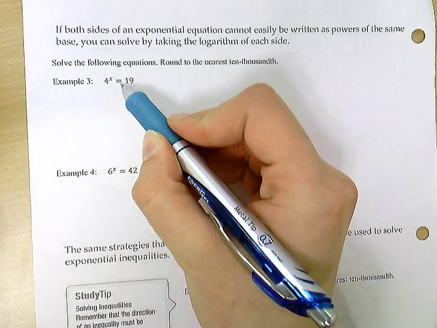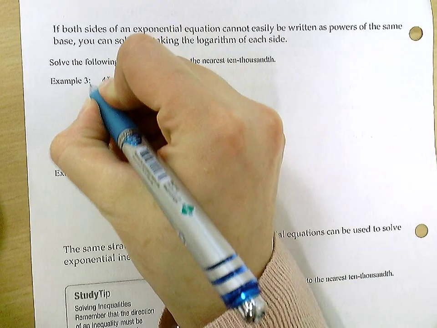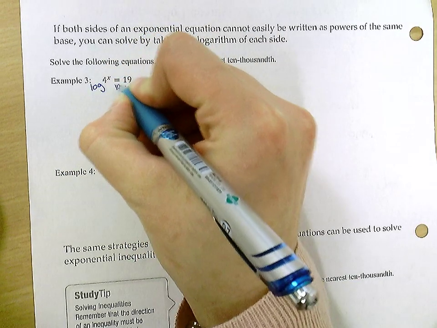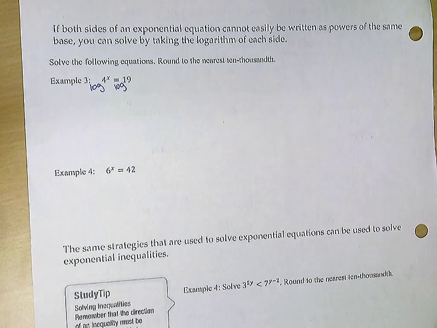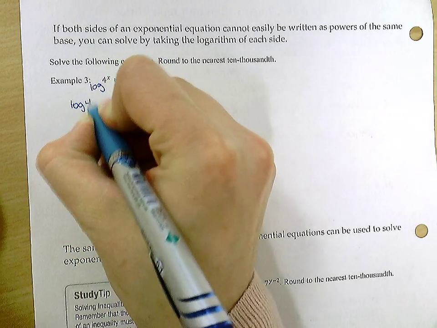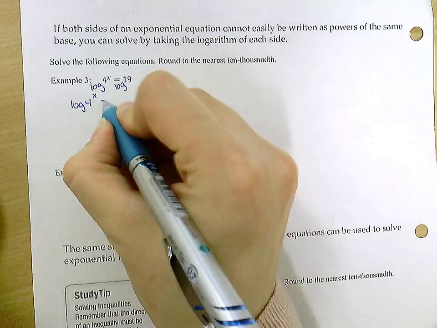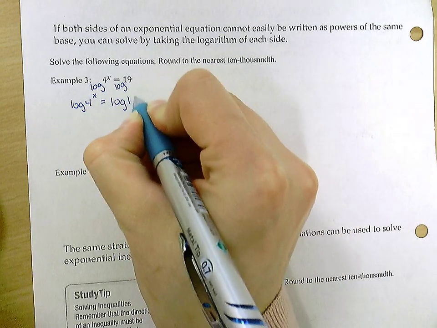So first example here, we have 4 to the x power is equal to 19. Well, I can't change 4 and 19 to have the same base. So what I'm going to do is bring in a log to both sides. Okay, so I'm going to bring in that common logarithm to both sides. So rewriting this, I would end up with log of 4 raised to the x is equal to log of 19.